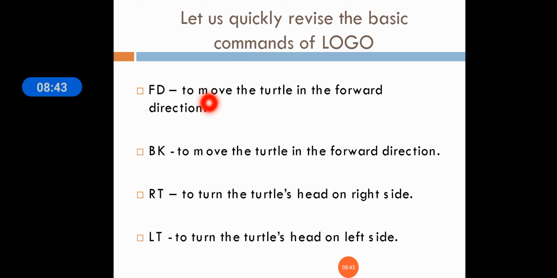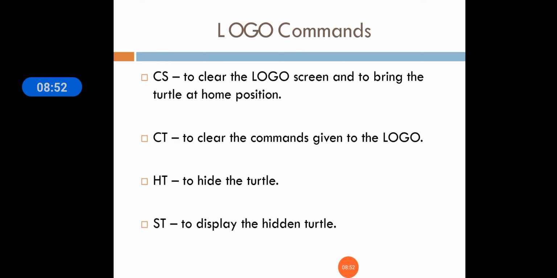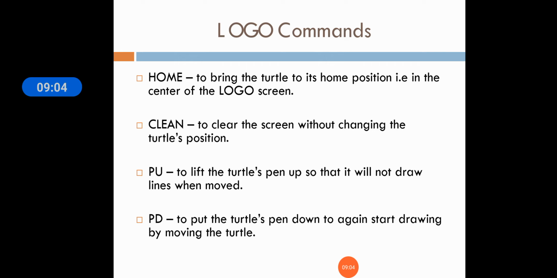FD is the forward command, BK is the backward command, RT is the right turn command, LT is the left turn command. CS is for clear screen, CT is for clear text. HT is to hide the turtle and ST is to show the turtle. Home is used to take the turtle to its home position. Clean is used to clear the screen without changing the turtle's position.